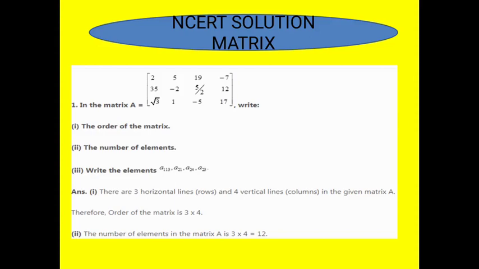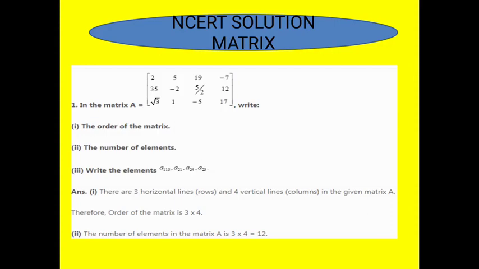And then number of elements. So you can find out here how many elements are here. There are 12 elements. How? Because how many rows? There are 3 rows. How many columns? There are 4 columns. So 3 into 4, that is equal to 12. So number of elements are 12. Now in the next part they are asking about the elements. First element is A12, second element is A21, A24, A23. They are asking about these elements.